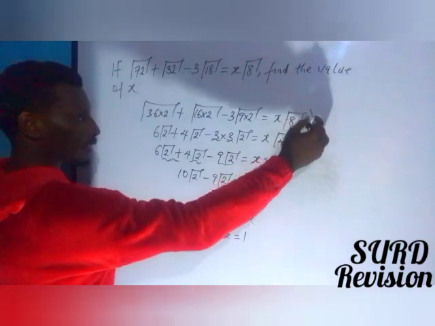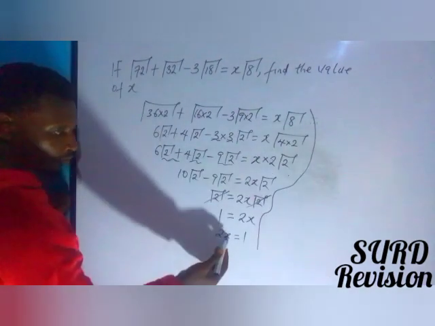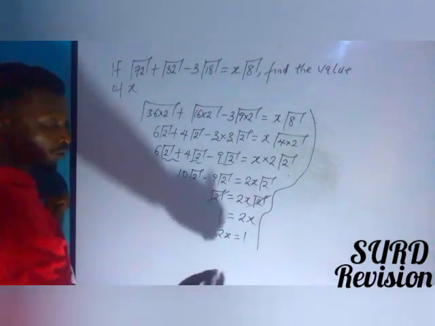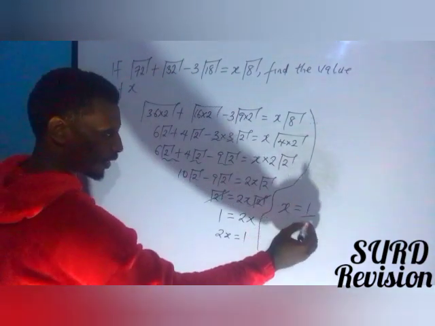Now I'm looking for S. I'm going to divide by the coefficient of S. And the coefficient of S is 2. That is, S is equal to 1 divided by 2.